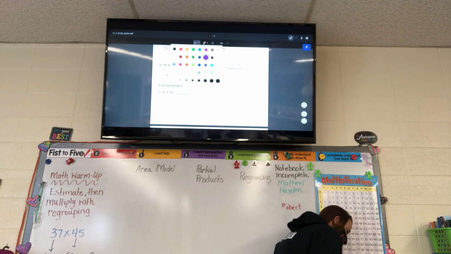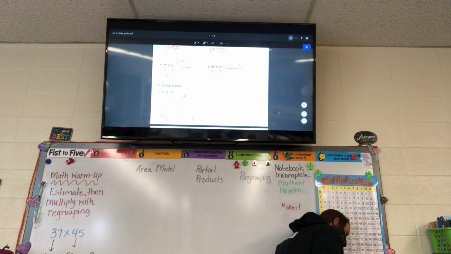For 16 times 19, I'm going to make a box with 4 sections and write 10 and 6 and 10 and 9. We don't solve them yet. 10 times 10, and 10 times 9, 6 times 10 and 6 times 9.